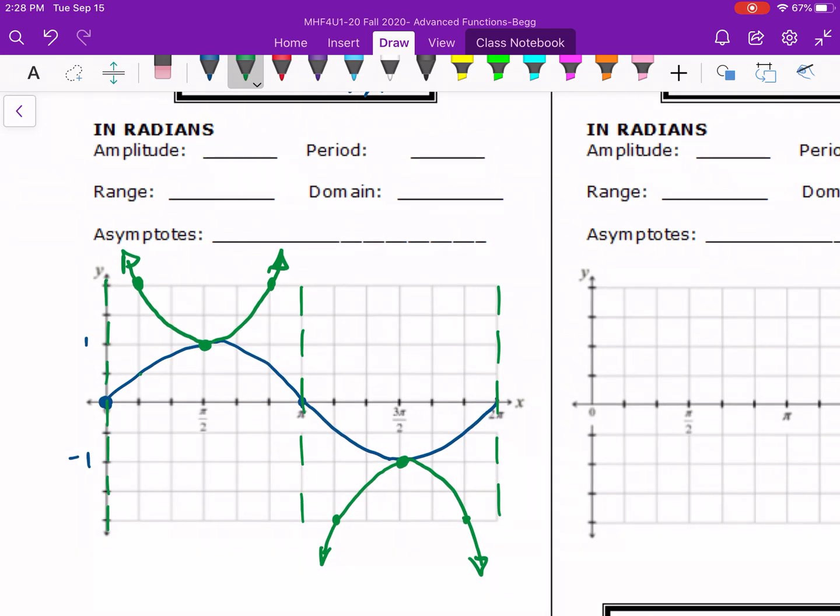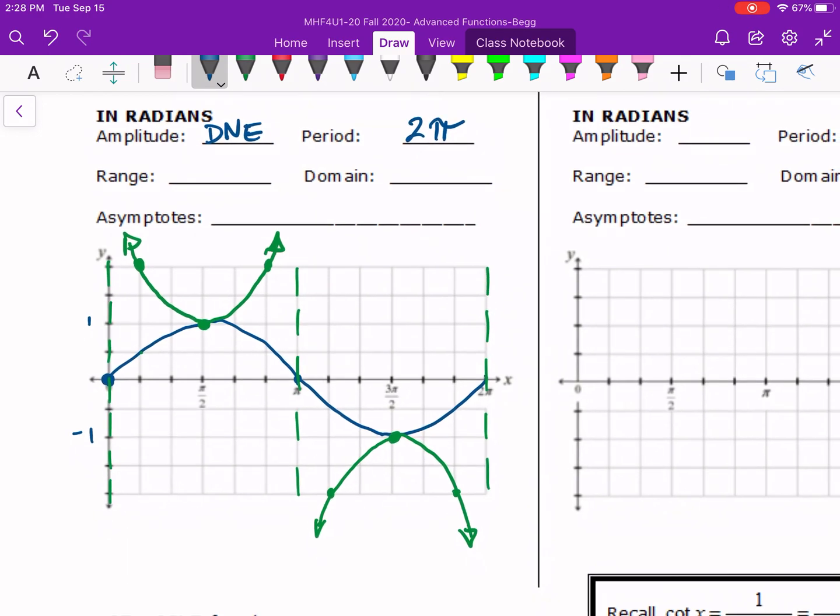And we can see that it requires a period of 2 pi in order to do that. So I might as well fill that in now. Our period is 2 pi. Our amplitude is another one of those ones where it goes up forever, so there can't be an amplitude. It does not exist. The range is a bit different. Now the range is y is greater than or equal to 1, or y is less than or equal to negative 1. There's just not a lot of room to write these things in here.